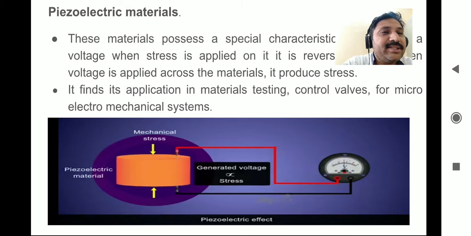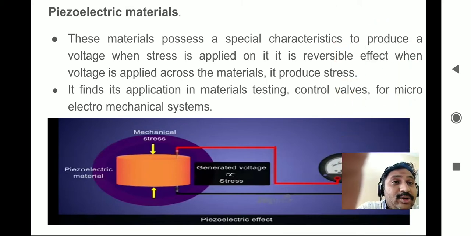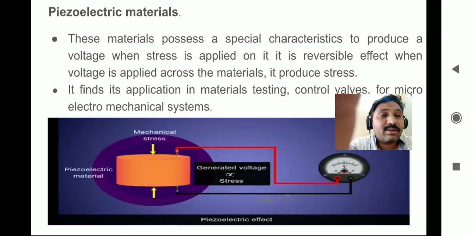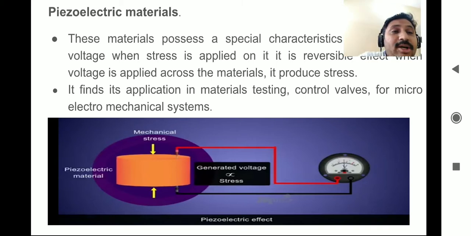And when voltage is given to a piezoelectric material, it generates stress. That point is given over here: this material possesses a special characteristic to produce a voltage when stress is applied on it, and it is a reversible effect. When voltage is applied across the material, it produces stress. Okay, it finds application in material testing, control valves, or micro electro mechanical systems.